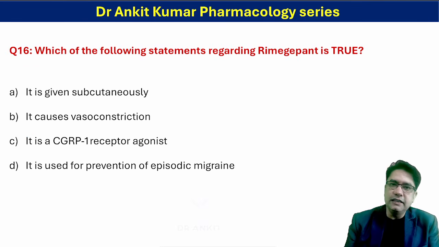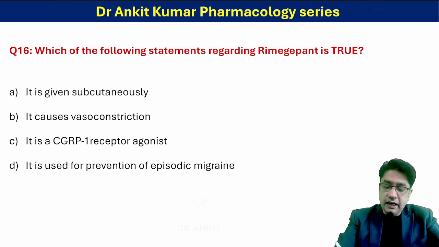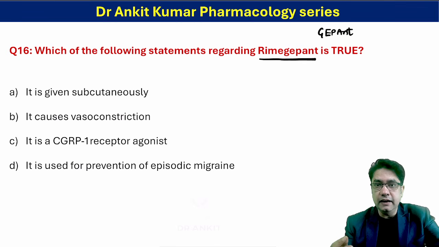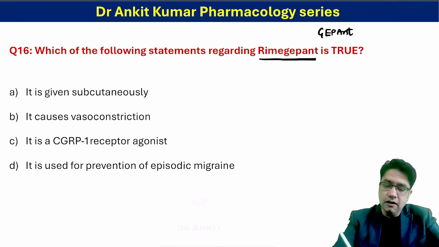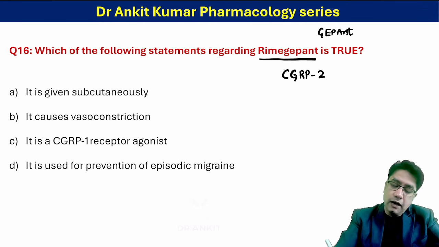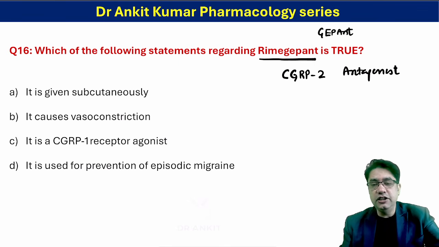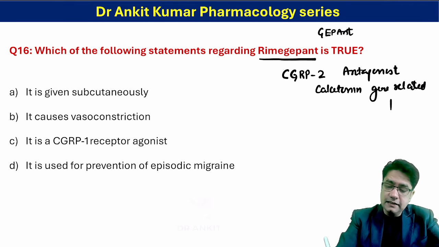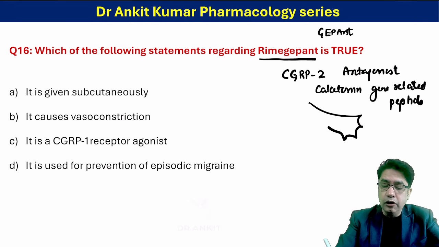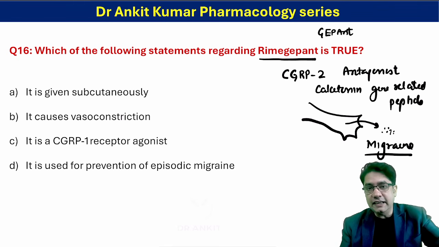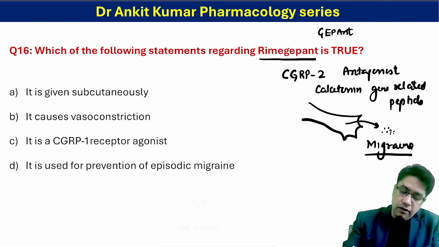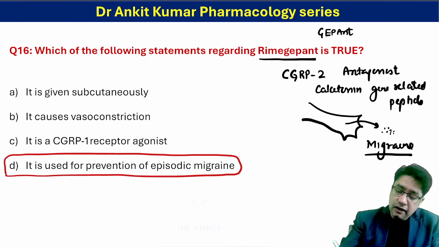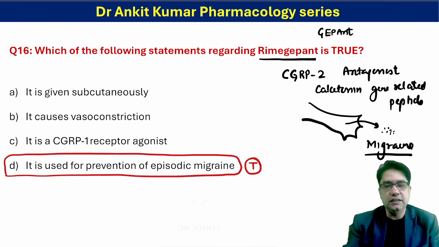Next question: which of the following statements regarding rimegepant is true? So I have told you that any drug which ends with the word gepant, whether it is rimegepant, ubrogepant, telcagepant, atogepant, many gepants are there. All gepants are CGRP antagonists or blockers. Now, what is CGRP? CGRP stands for calcitonin gene-related peptide. And this calcitonin gene-related peptide is an inflammatory molecule which causes migraine. So that is why rimegepant has been approved for the prevention as well as treatment of episodic migraine. CGRP blockers are given in migraine.